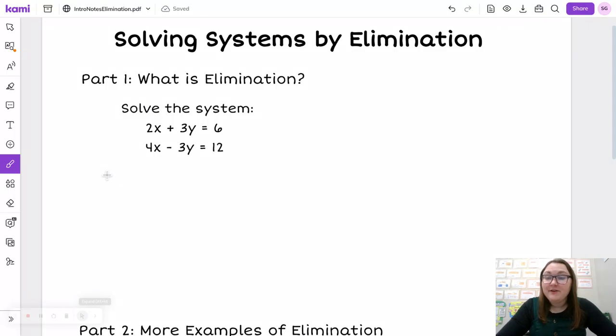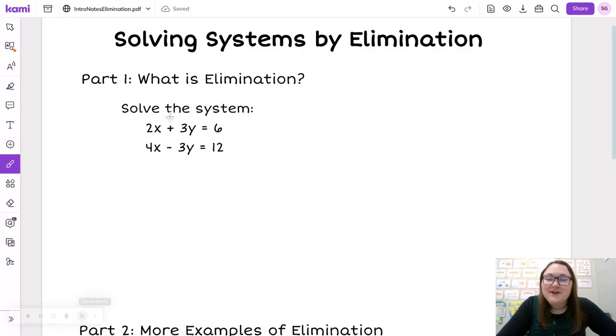We know solving by graphing, but if I wanted to solve this by graphing, I would have to change both of those equations into slope-intercept form and then find graph paper because there's no graph here. That would take me a while. If I wanted to solve this by substitution, we said for substitution you need x equals or y equals. Here I don't have that, so to solve by substitution I would have to move stuff around and have x equals or y equals. That takes a while.